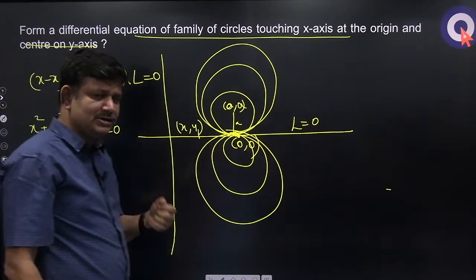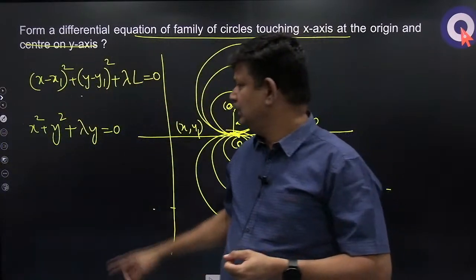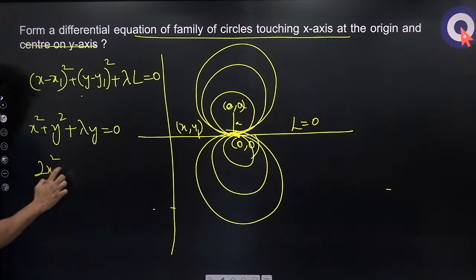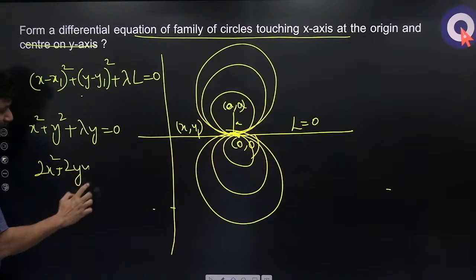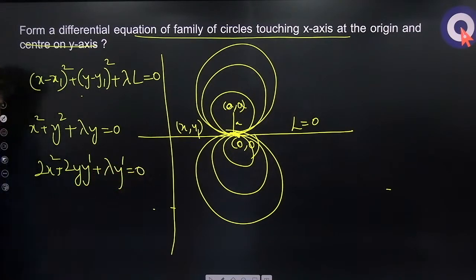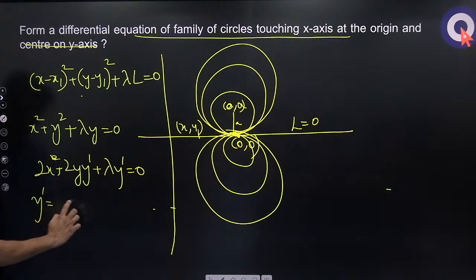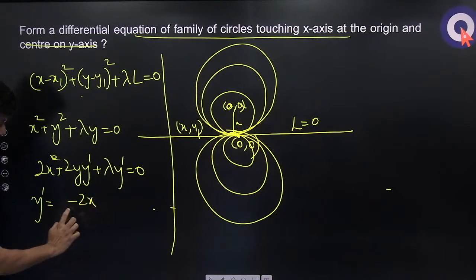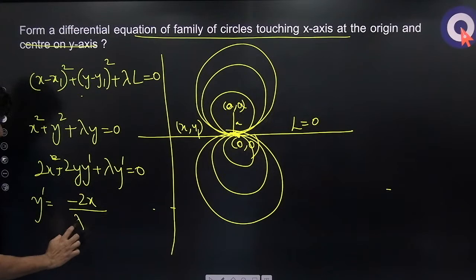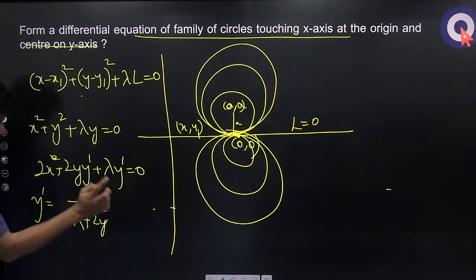Now, how to get the differential equation of this curve? Because there is one arbitrary constant, I have to differentiate it once. 2x plus 2y y dash plus lambda y dash is equal to 0. From here, what will be your y dash? y dash will be equal to minus 2x, 2x को इस तरफ लेके गया, y dash कॉमन ले लिया तो क्या मिला? Lambda by 2y.